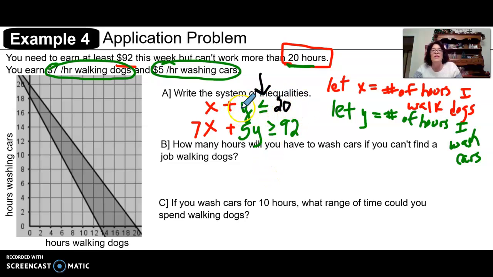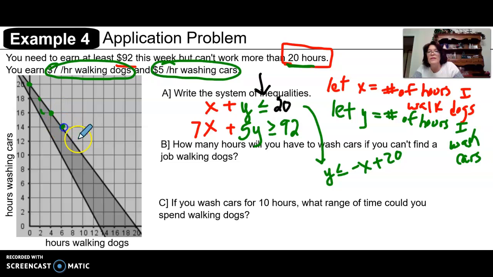First, I'm going to add X and Y, and it has to be less than or equal to 20. Since it's less than or equal to, it's going to be a solid line. And here it is, going through 20, with a slope of -1. If I rewrite this, I have Y is less than or equal to -X plus 20. Okay, so that's this line.